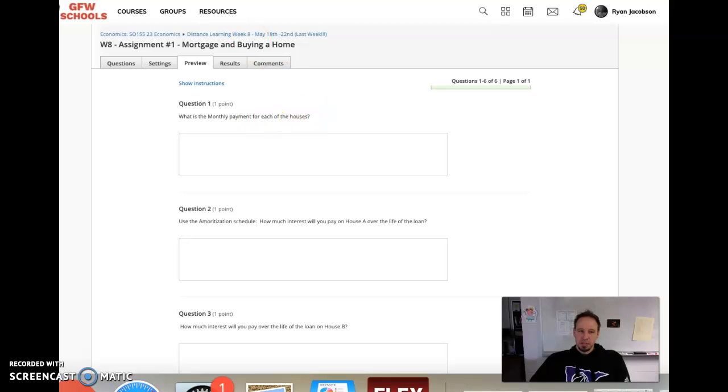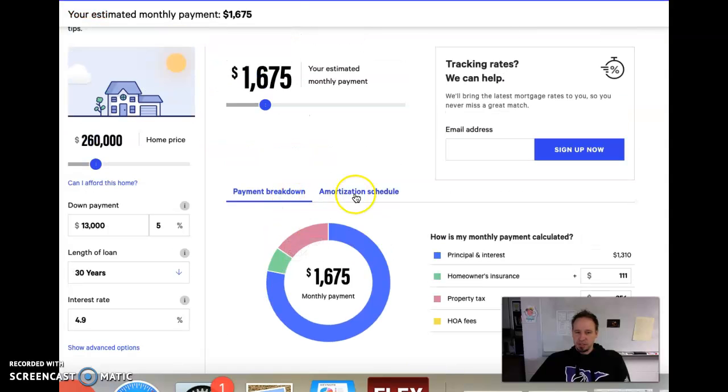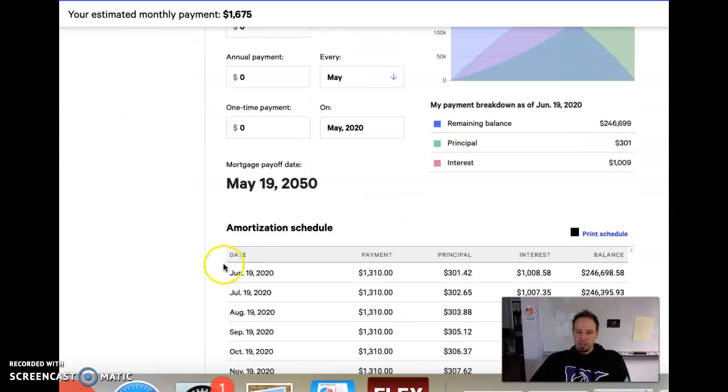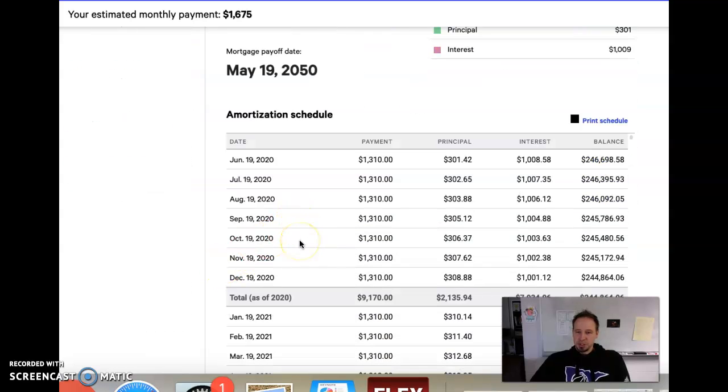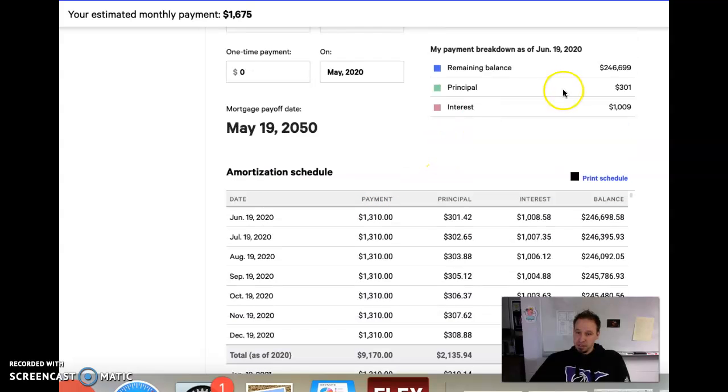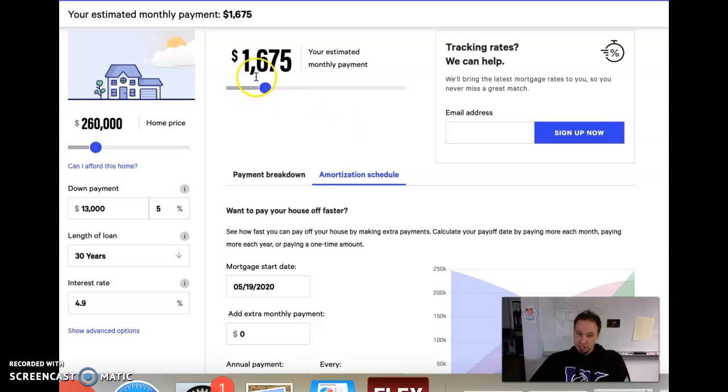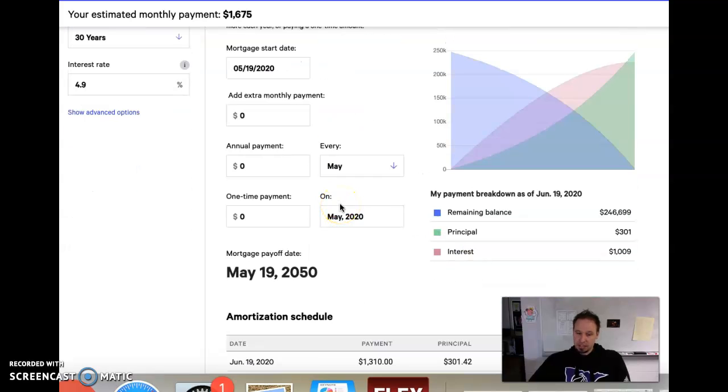So if you look at your assignment, I'm going to hit preview here quick. Okay, what is the monthly payment? Then you can put that in here. Now it says use the amortization schedule. This is an important thing to understand and really the big goal. You click on this amortization schedule, and this is going to outline every single payment that you make. So your first house payment would be June. Your payment is $1,310. Remember, right? That's your principal plus interest. The other stuff that makes up your $1,675, some of that's property tax and other things.